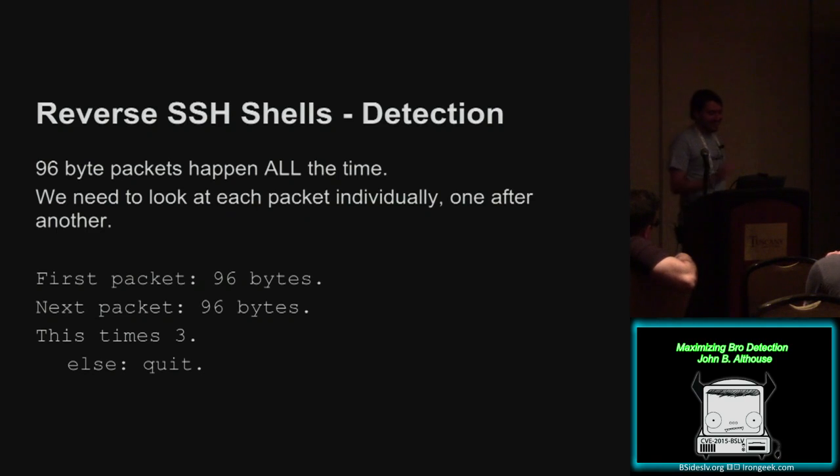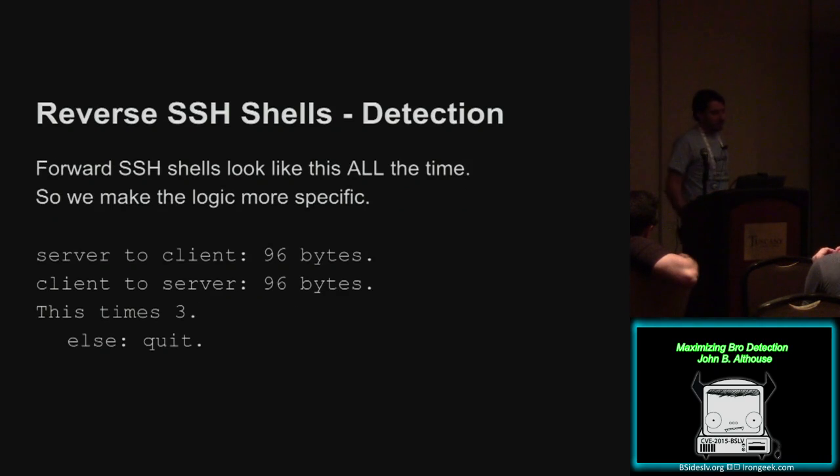Right. So we need to look at each packet individually, one after the other. So you're typing at your command console, right? So it's 96 byte packets going back and forth because of the reverse SSH shell. So you look at the first packet, which is 96 bytes. Then the very next packet also has to be 96 bytes. And then you have that at least 3 times over, and else quit. That was my first attempt at writing a detection for this. So that doesn't work at all.